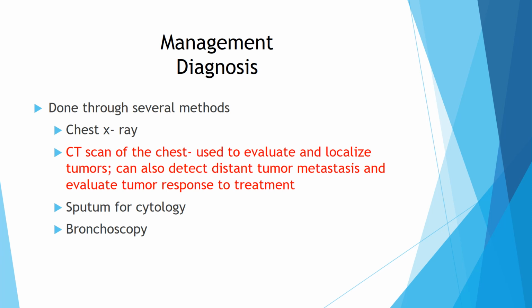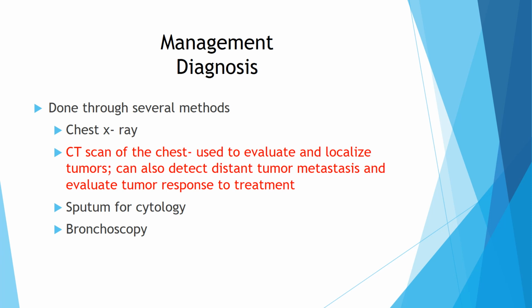So, diagnosis is done through several methods. We can do a simple chest x-ray. Well, of course we can. However, listen up: a CT of the chest will be used to evaluate and localize tumors. It can also detect distant tumor mets and evaluate tumor response to treatment. So in this respect, a CAT scan of the chest is the most reliable, the most valuable.